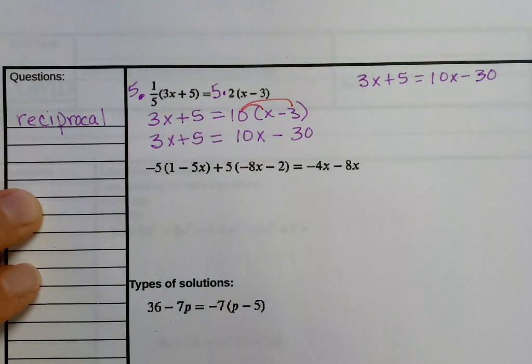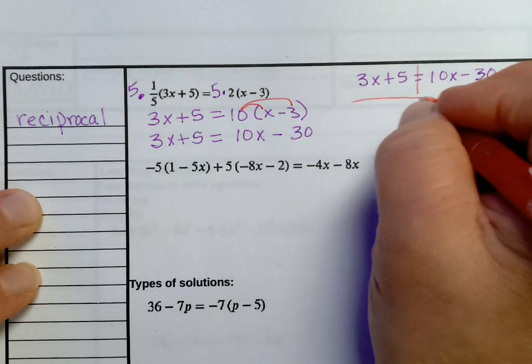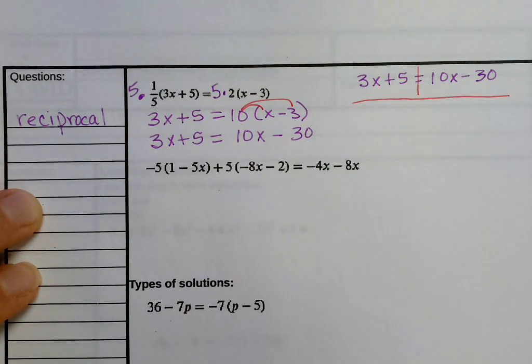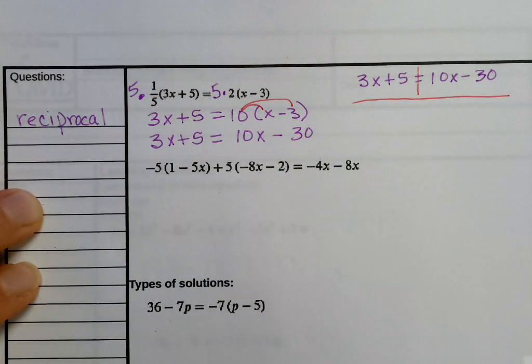Okay, now I've got both sides simplified. Now I'm ready to start solving. Step 1, which is smaller, 3x or 10x? Well, that would be 3x. So I'll subtract 3x from both sides.